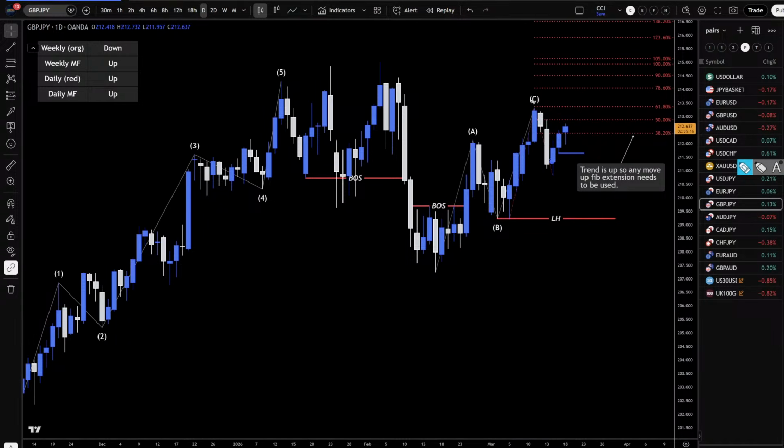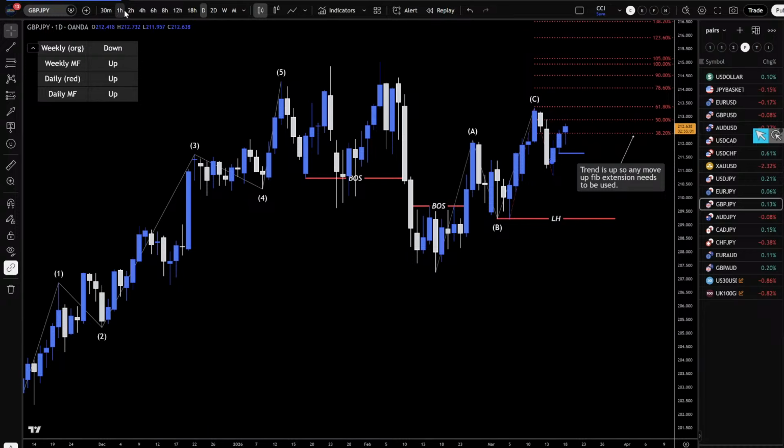Like I was saying this morning, if this was the end of an ABC on the pound yen, I would expect it to keep going down. I would have expected to see a break of structure before we got a significant pullback. The fact that we do have a significant pullback already makes me think that it's actually going to go up and take out the previous highs.